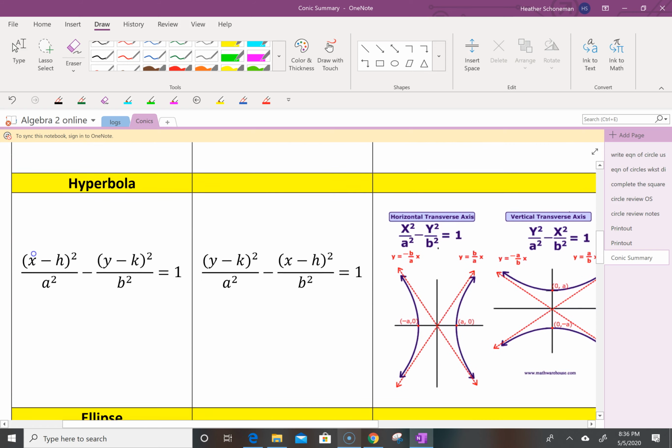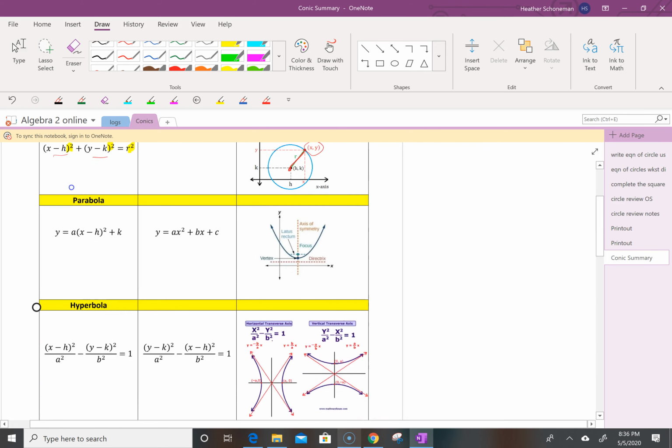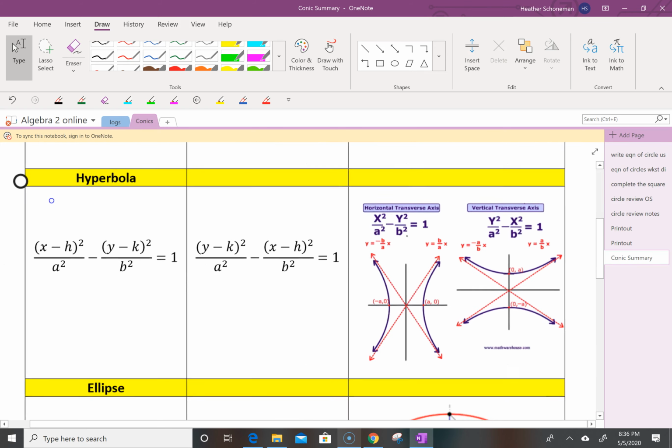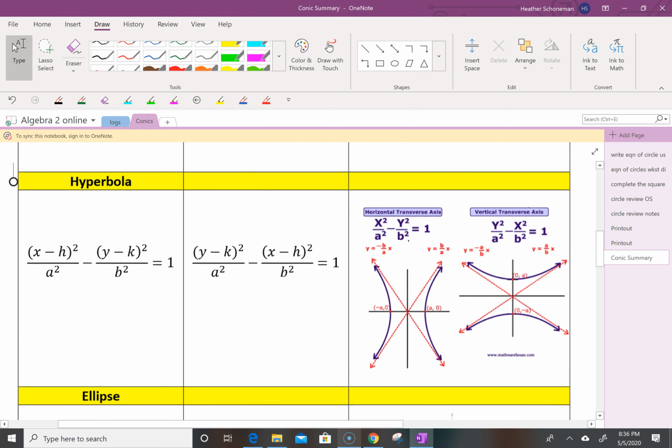Okay, so now we've got another shape. This one is your hyperbola. Hyperbola is kind of a crazy shape. Now, as you're looking at it, it looks a little overwhelming, but if you start to focus on it for a second, you'll notice that in between the two equations is a minus sign, and that's important because the next shape is not going to have that.